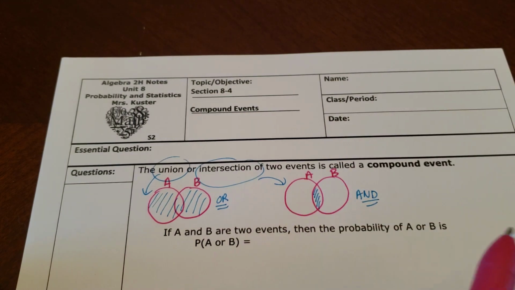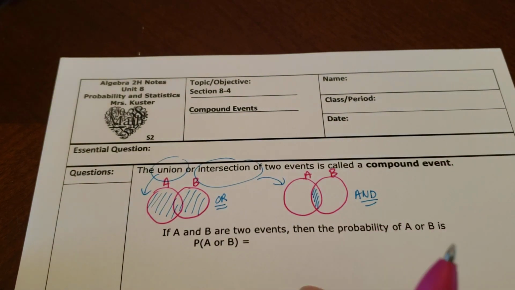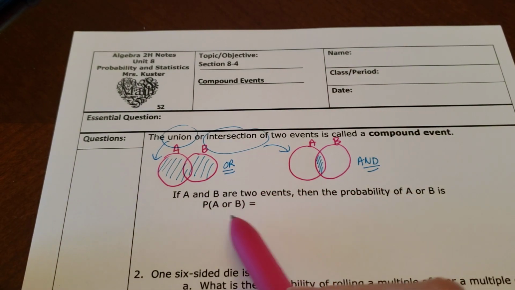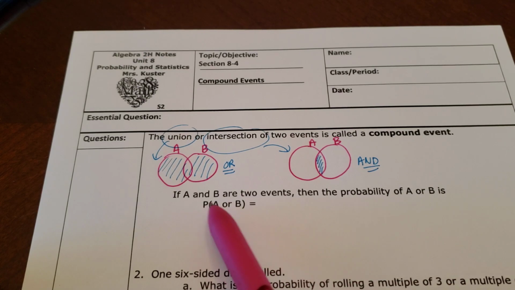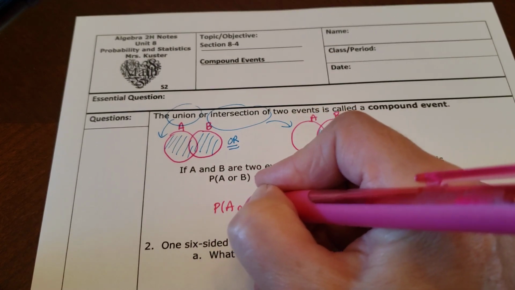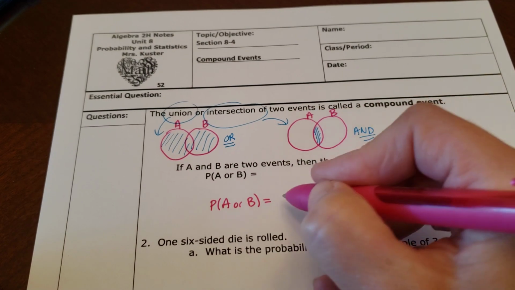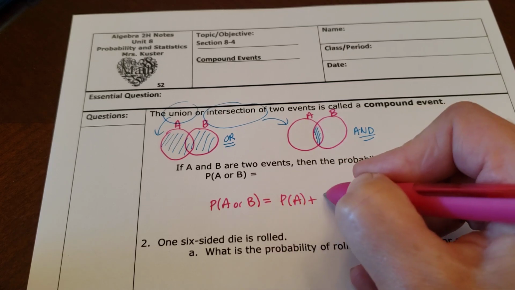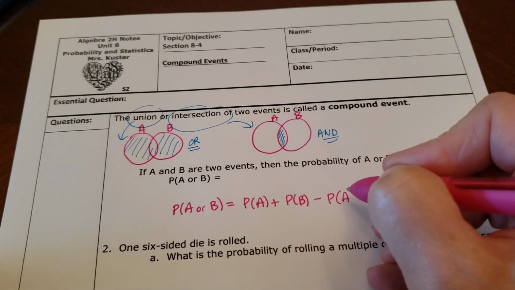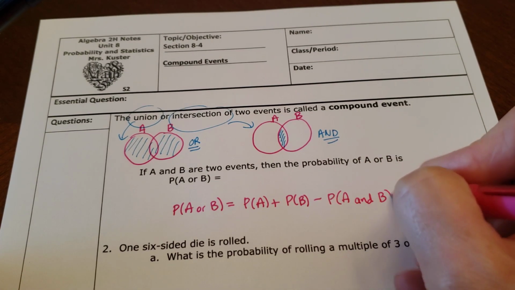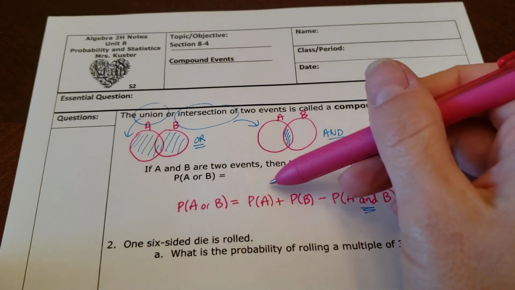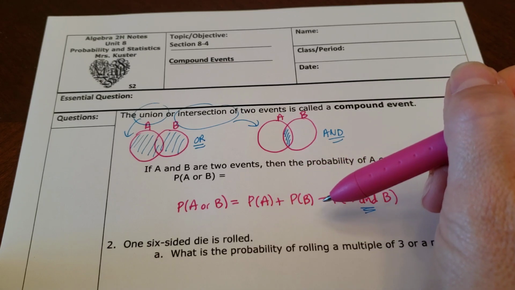So we're going to learn a new formula right now. This formula is what you're going to use for a lot of the problems for today's notes and for Wednesday's. So if two events, A and B, the probability of A or B is equal to the probability of A plus the probability of B minus the probability of A and B. This A and B here on the second one is if there's some overlapping here. It'll make more sense once we do a problem.